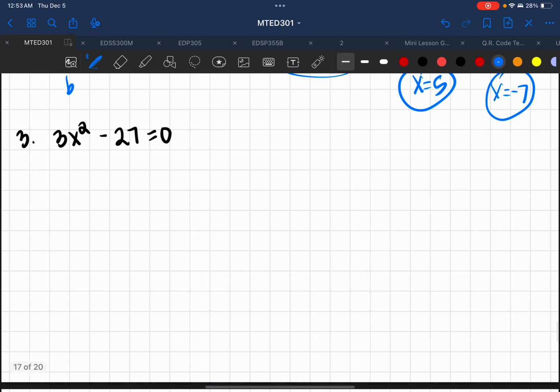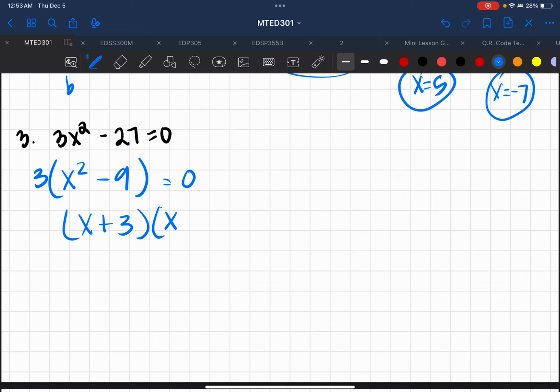This last one here, I'm recognizing that we have a GCF. I'm going to go ahead and take out a 3, and I'll be left with x squared minus 9 equals 0. I now see that this could also be the difference of squares. So we know that the square root of 9 is going to be 3, so this can just turn into x plus 3 times x minus 3 equals 0.